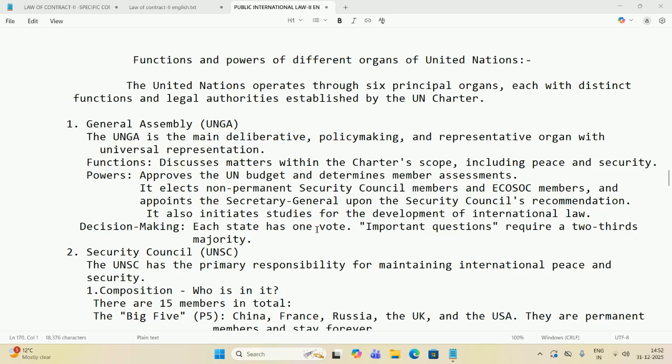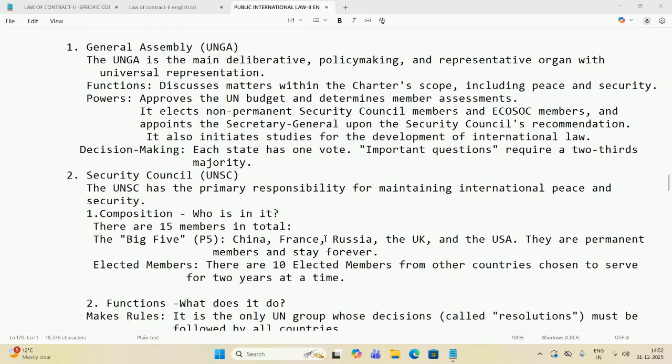In short, ECOSOC, and appoints the Secretary General upon the Security Council's recommendation. It also initiates studies for the development of international law. Decision making: each state has one vote. Important questions require a 2/3 majority.